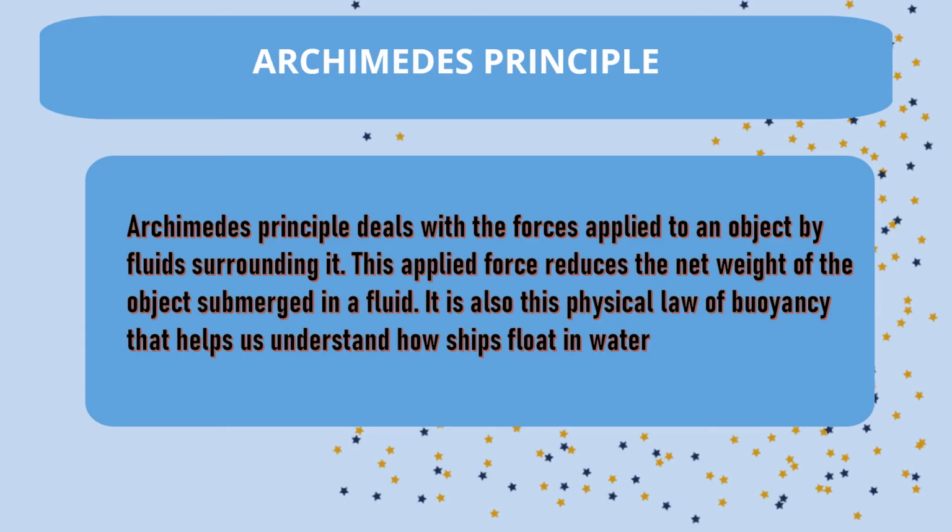So lastly, we will talk about Archimedes' principle. What is Archimedes' principle? Archimedes' principle deals with the force applied to an object by the fluid surrounding it. This applied force reduces the net weight of an object submerged in a fluid. It is also this physical law of buoyancy that helps us understand how ships float in the water.